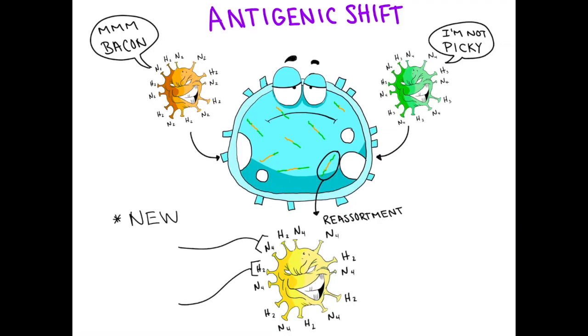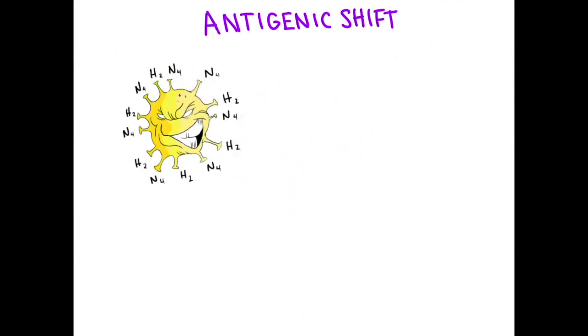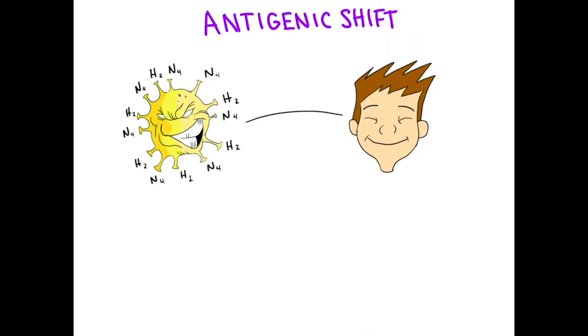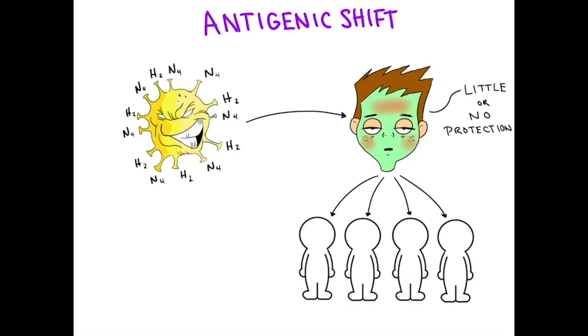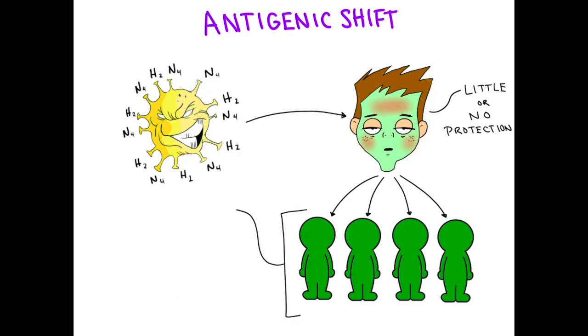Unlike genetic drift, which only changes the H and N protein slightly, antigenic shift creates an entirely new H or N protein. Antigenic shift is a problem because when the new virus that was created comes into contact with humans, we have little to no protection against this new form. And with little to no protection, we end up getting sick. And depending how easily the disease is transmitted from person to person, it may not take long for an entire community to become ill. Antigenic shift is responsible for the major influenza pandemics in the past.